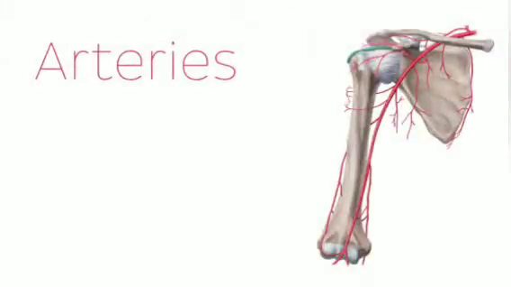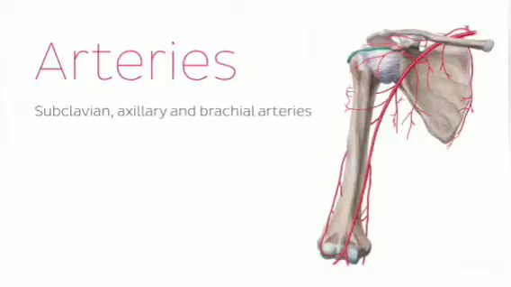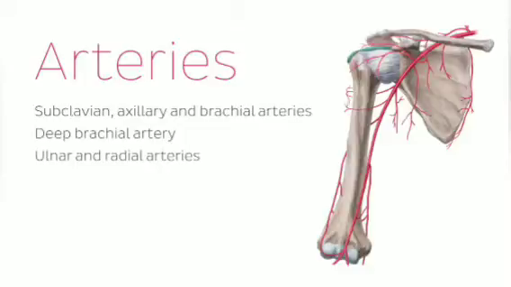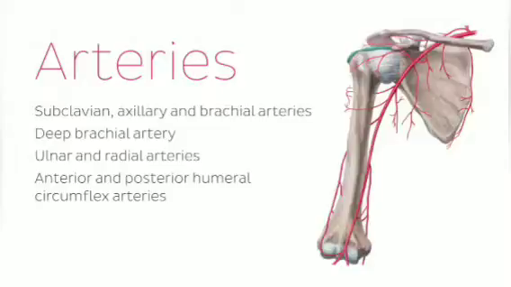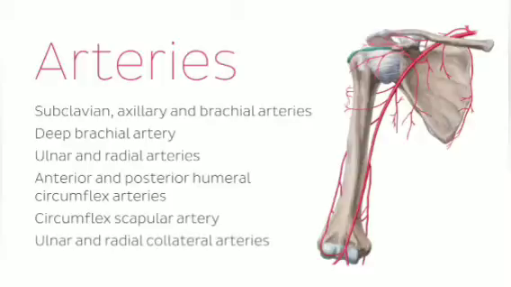The first set would be the subclavian, the axillary and brachial arteries. We're also going to talk about the deep brachial artery, the ulnar and radial arteries, the anterior and posterior humeral circumflex arteries, the circumflex scapular, and also the ulnar and radial collateral arteries.